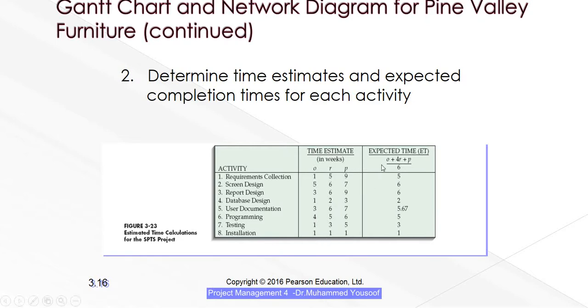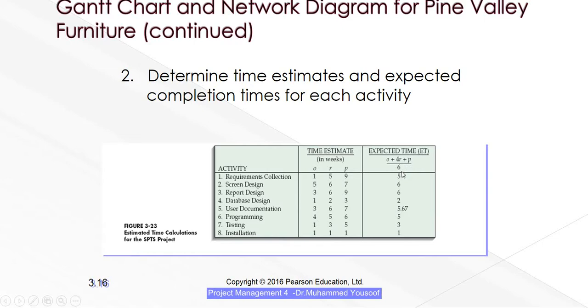Okay, now using the time estimate, I am going to give the expected time, ET. There is a formula for this one. O plus 4 multiplied by R plus P, divided by 6. O plus 4R plus P divided by 6.